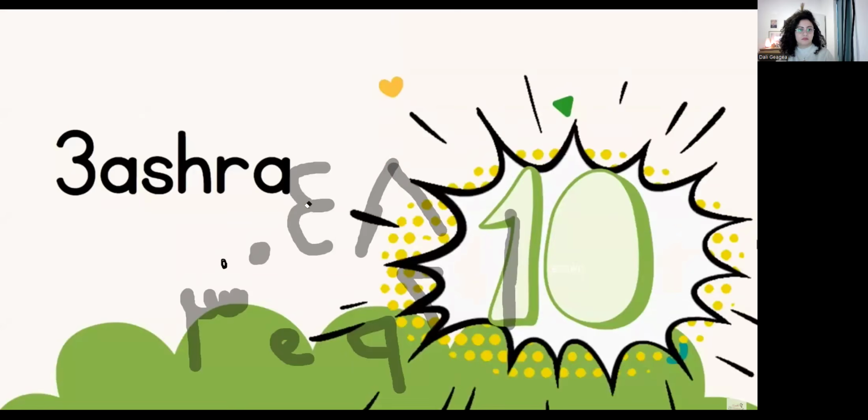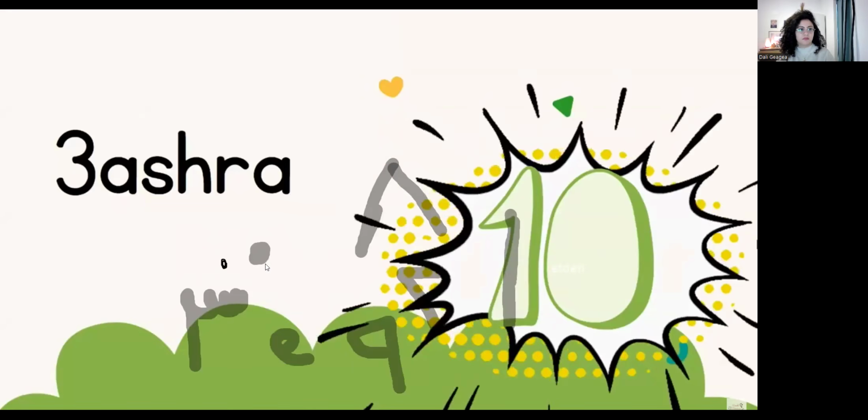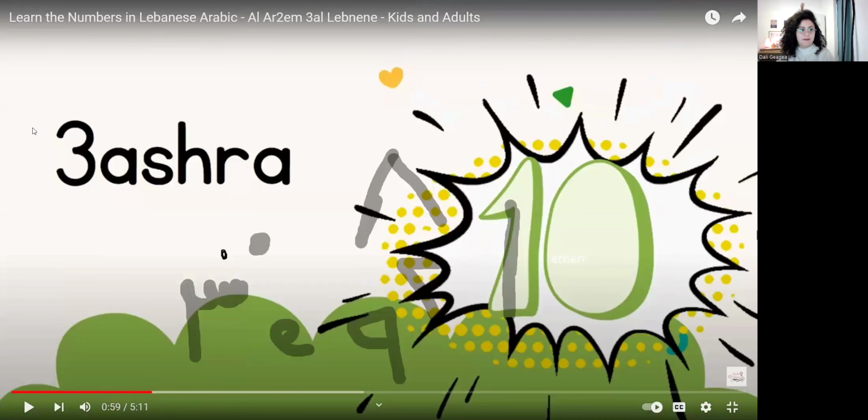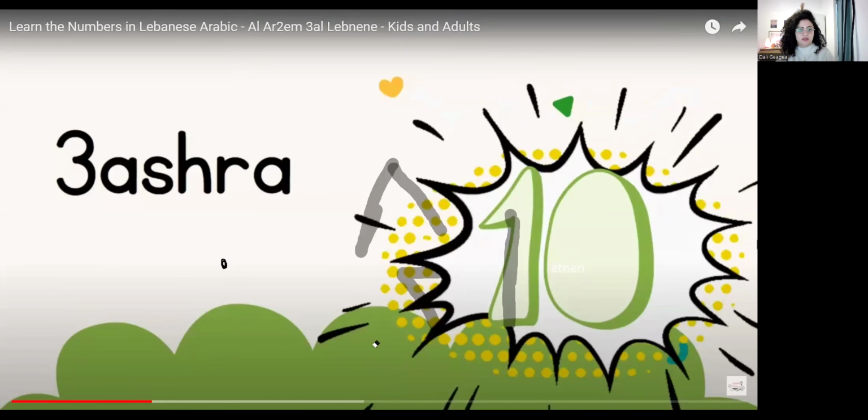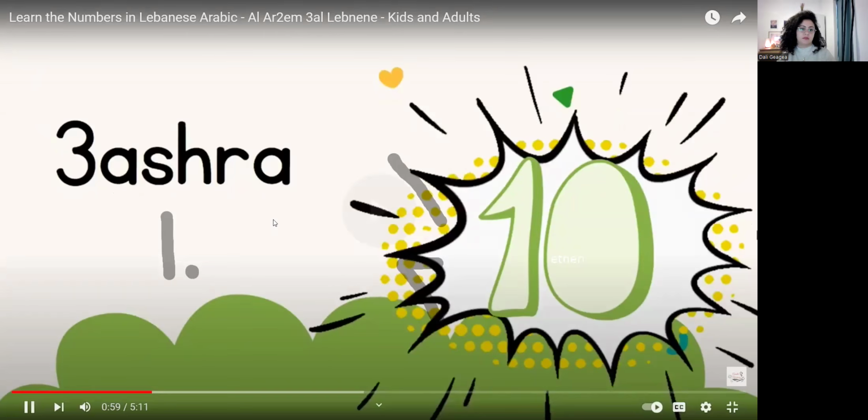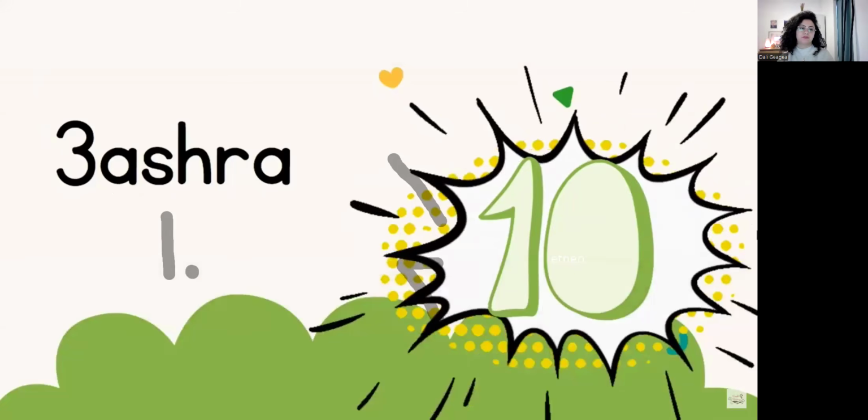عشرة. Ashra is 10. I will erase everything. So the way we write it is, Ashra, 1, 0.